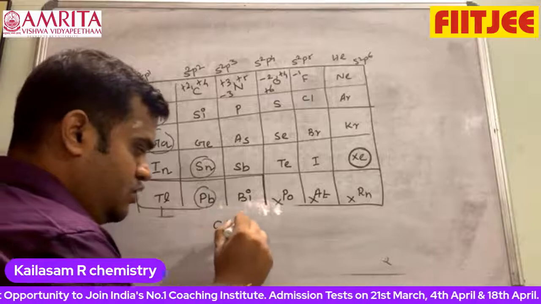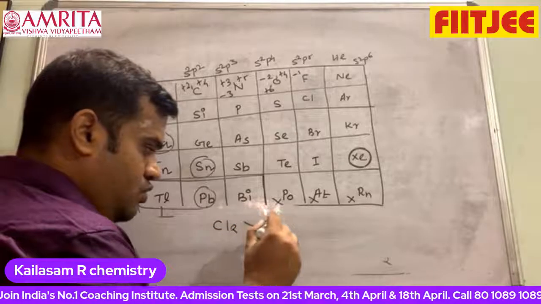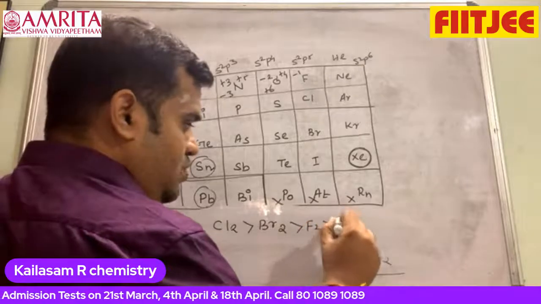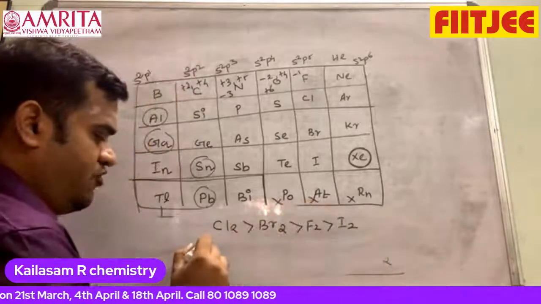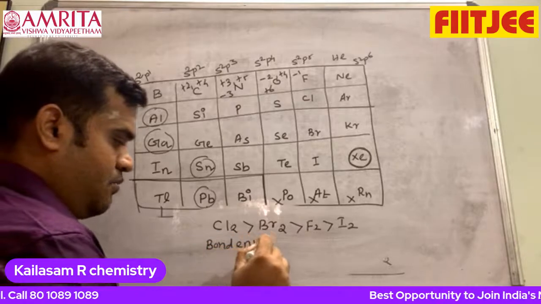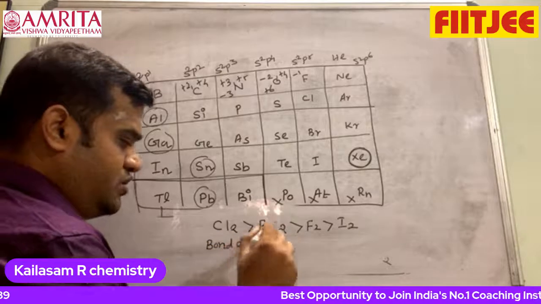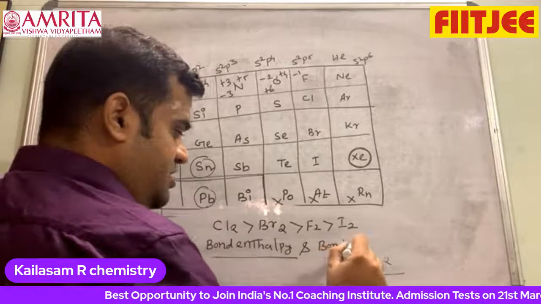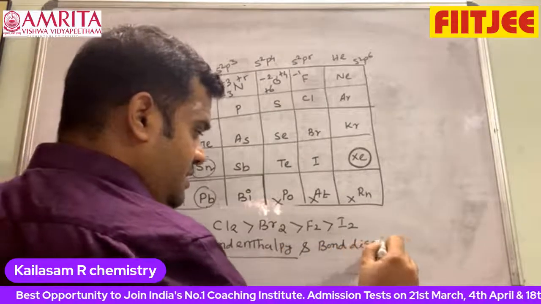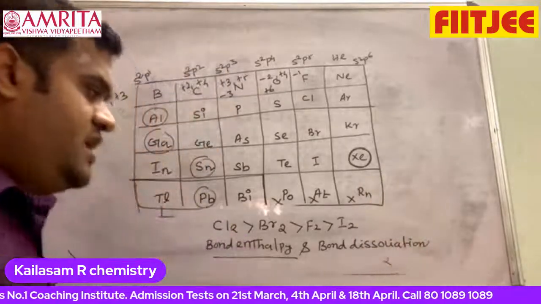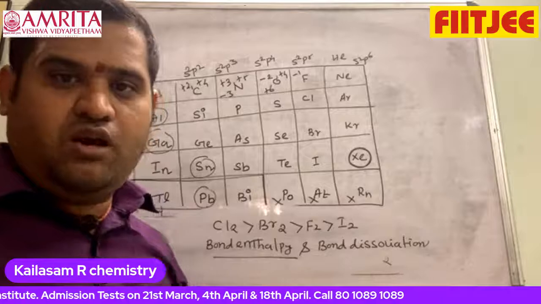I can write Cl2, I can write Br2, I can write F2, then I can write I2. This is the correct order of bond enthalpy. Bond enthalpy, or we can call it bond dissociation energy. So how did you say that this is the bond dissociation energy? On what logic? Look at this.